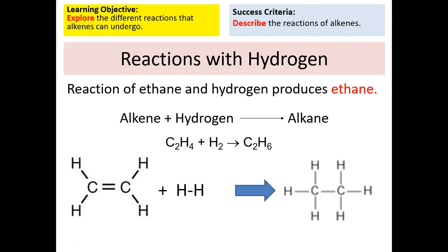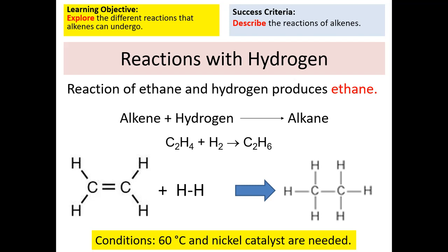And this is what it looks like. Again, it's another addition reaction, and that addition happens across that double bond. The double bond breaks, allowing each of those carbon atoms to gain the extra hydrogen. So if you react an alkene with hydrogen, you get an alkane. Now, really specific conditions needed for this. You need 60 degrees C and a nickel catalyst. And yes, you do need to know that it is a nickel catalyst.